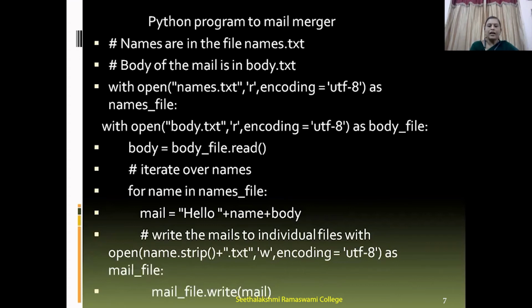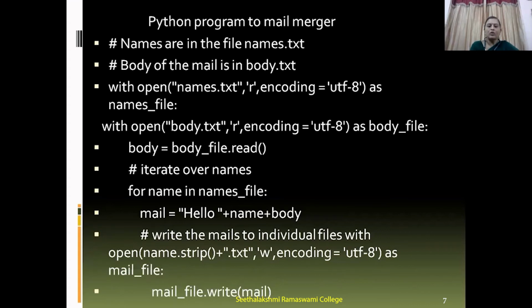So the names file we have already opened in read mode, and all the names are there in the names file. So for all the names, hello is prefixed, then each and every mail ID with the body of the message. The body of the message is the same for all the mails.